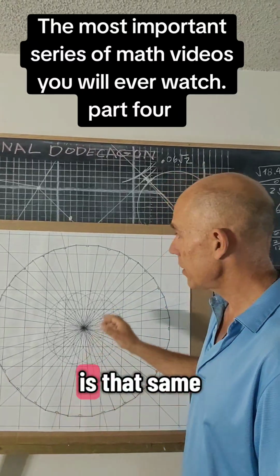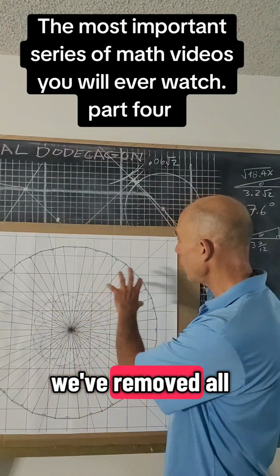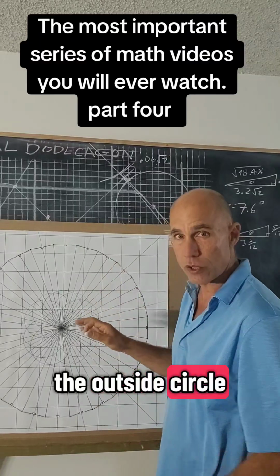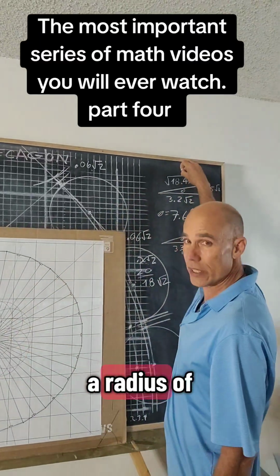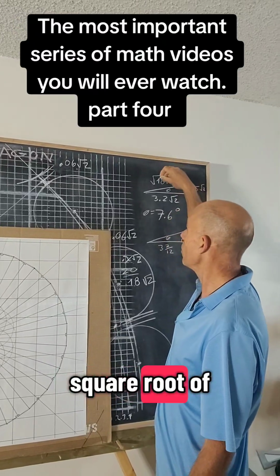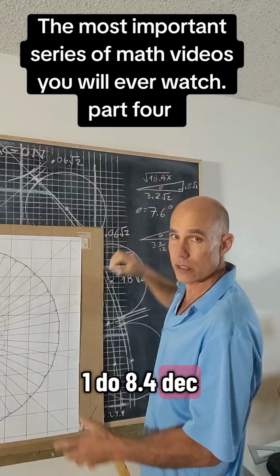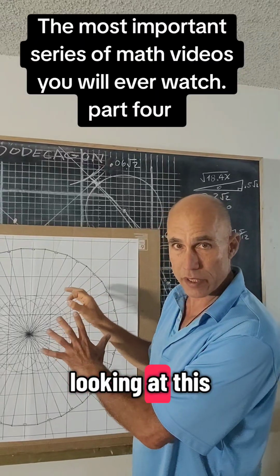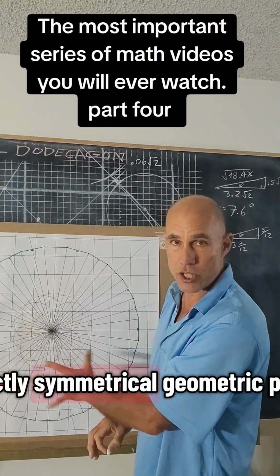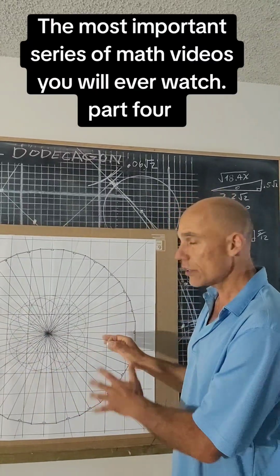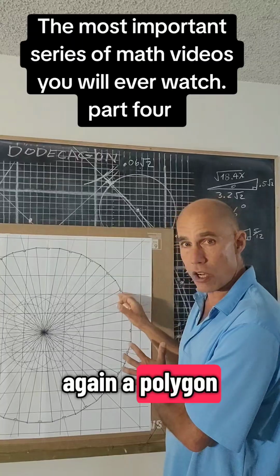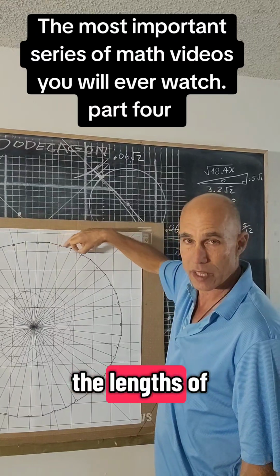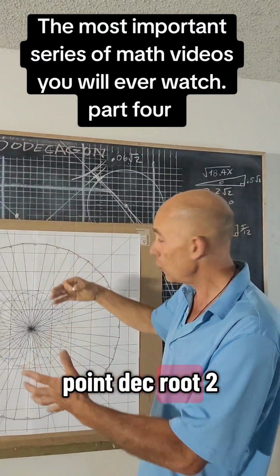All right, so here is that same geometric pattern. We've removed all the circles on the circumference or the perimeter of the outside circle, which, just to confirm, has a radius of square root of 108.4 dec, not dec 4. Okay, so we're looking at this perfectly symmetrical geometric pattern. Essentially, we've created, again, a polygon with 24 sides. These are the 24 sides with the lengths of point dec root 2.